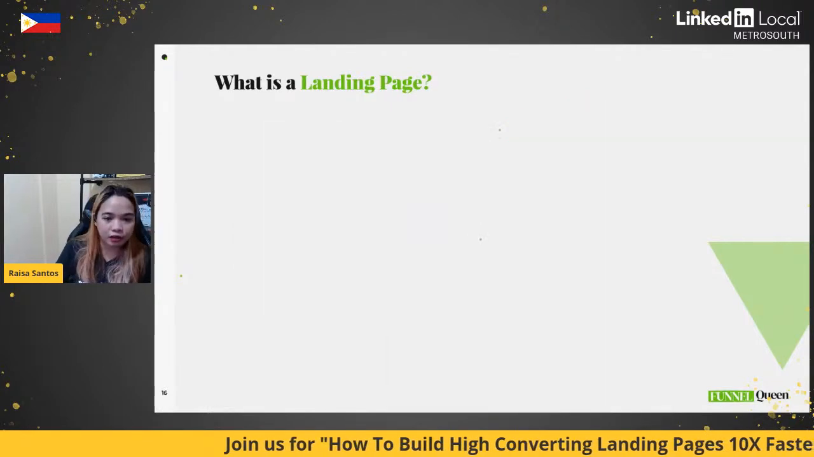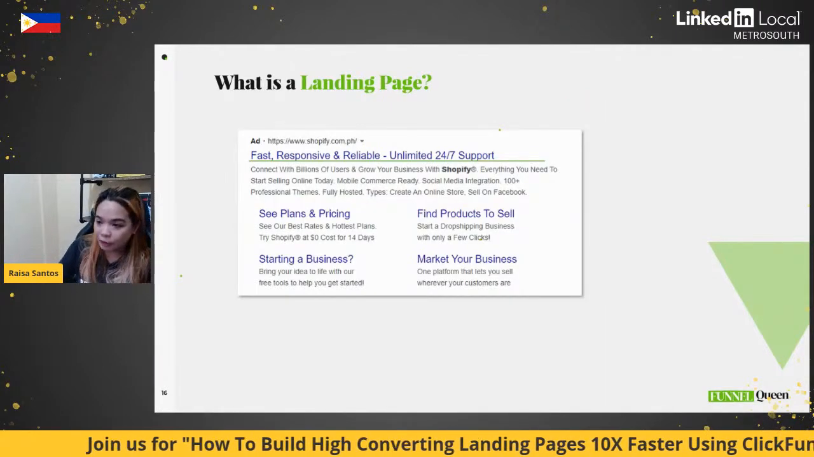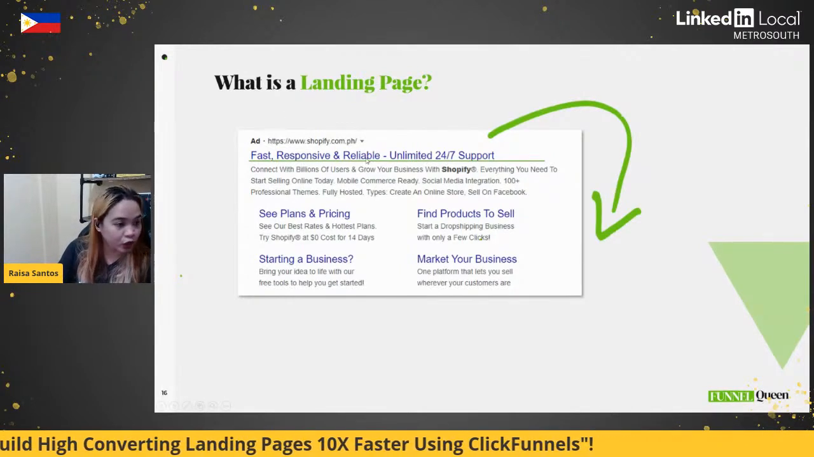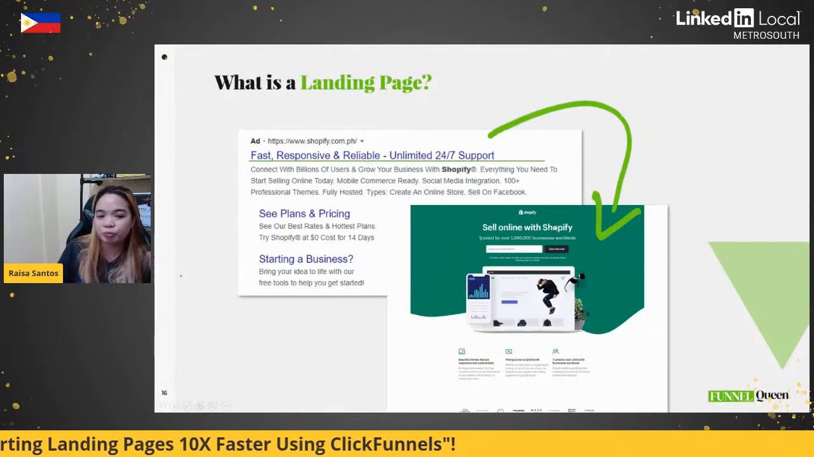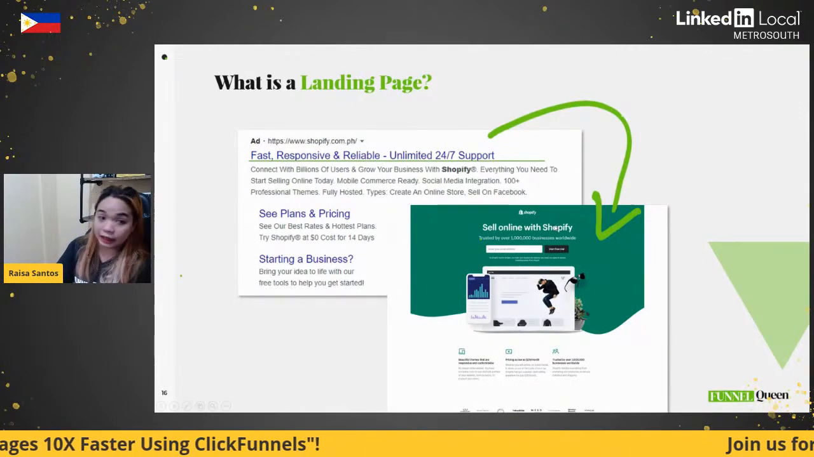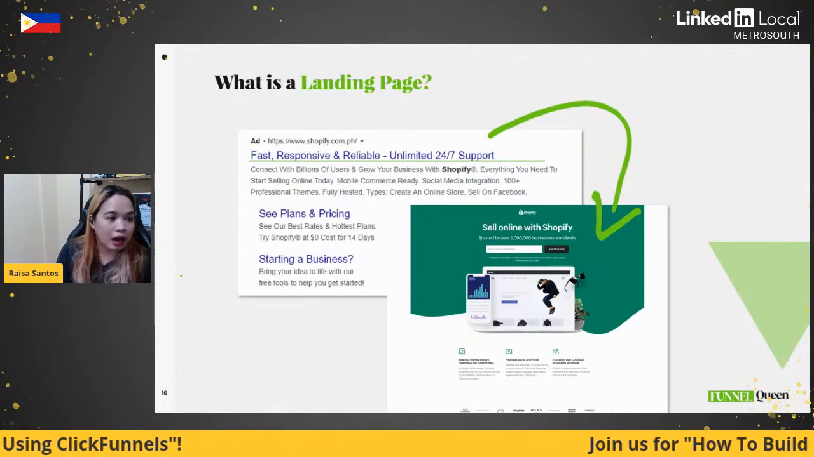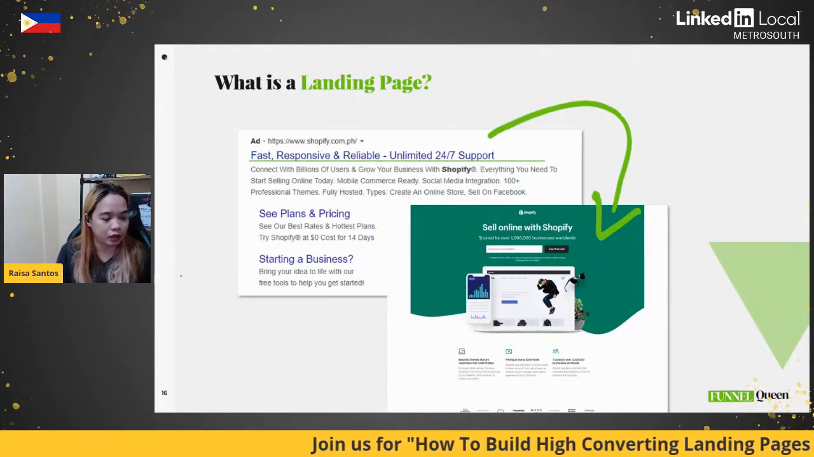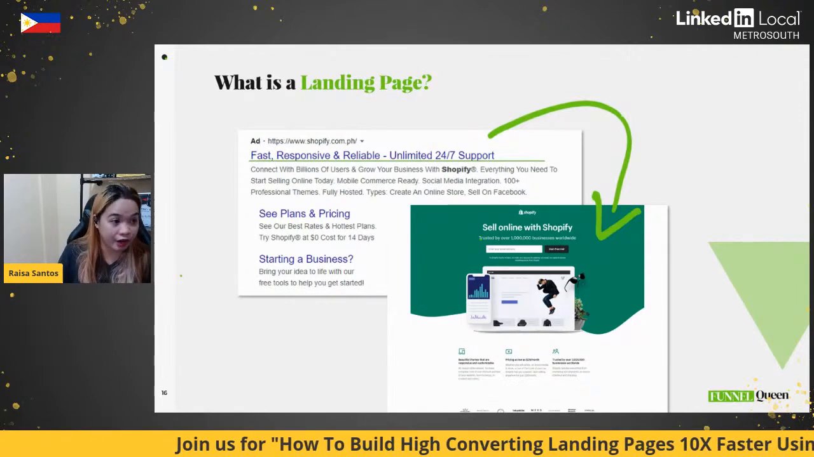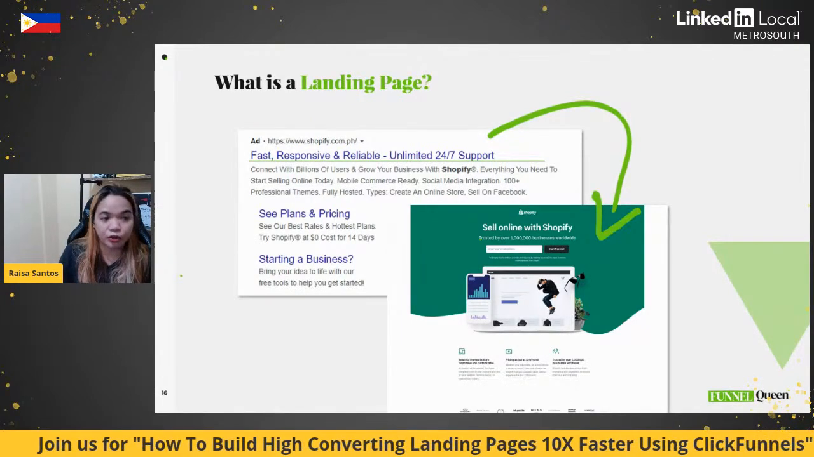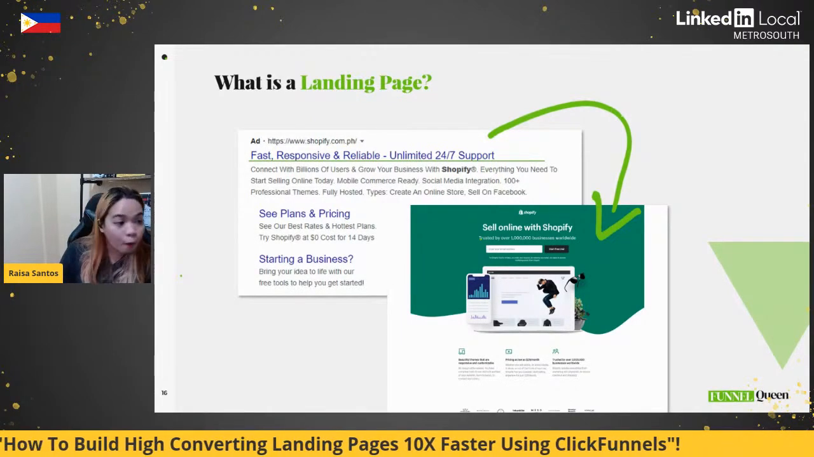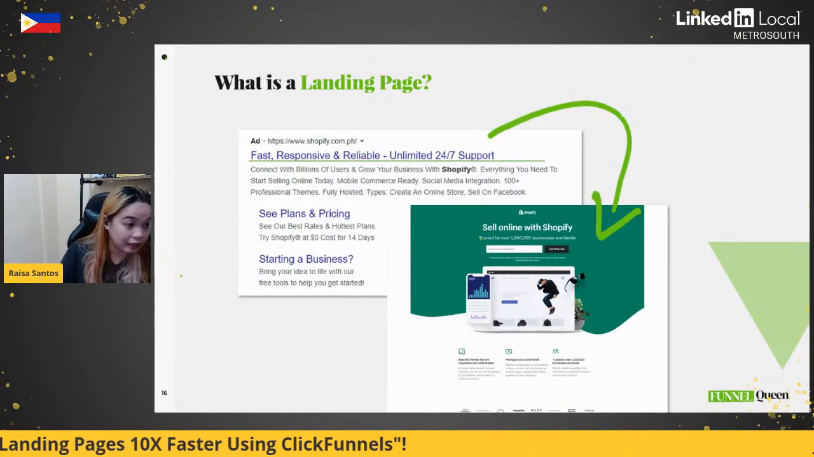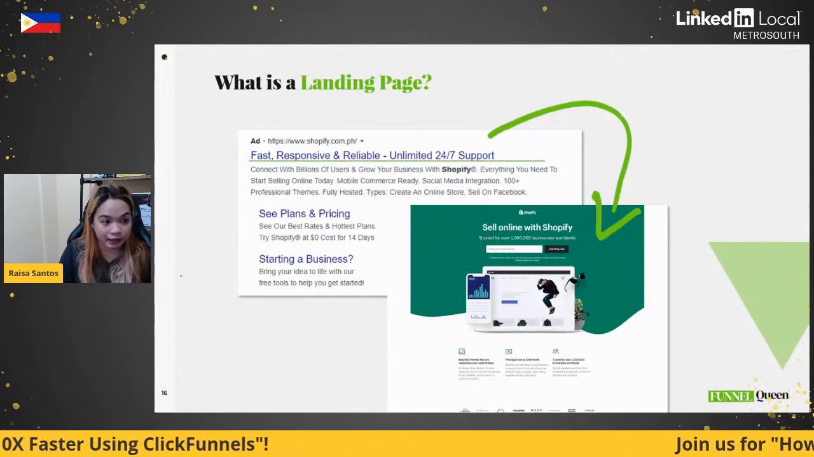All right. So another example, this is from Shopify. So if you click this very first option on Google, this would be Shopify's landing page. But if you look at Shopify's website or homepage, it's very different. All right. So it goes to show the homepage isn't necessarily someone's landing page. All right. Again, it depends.